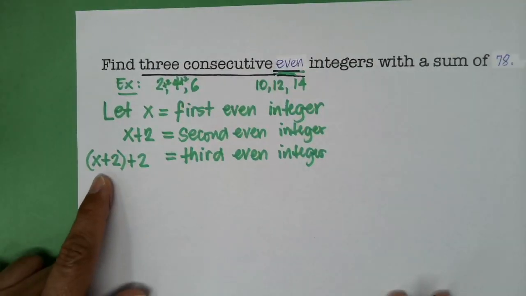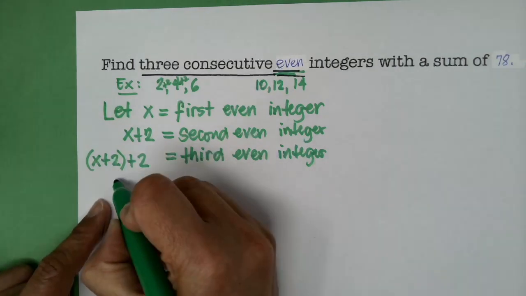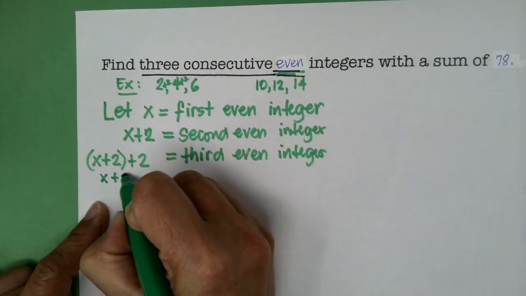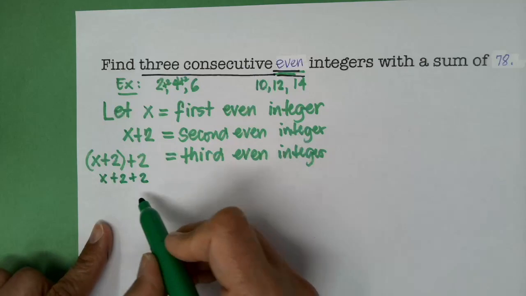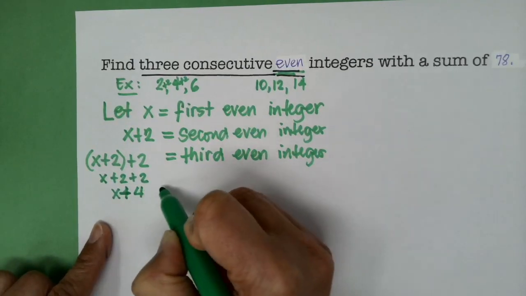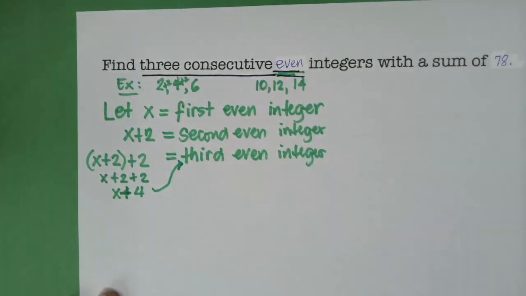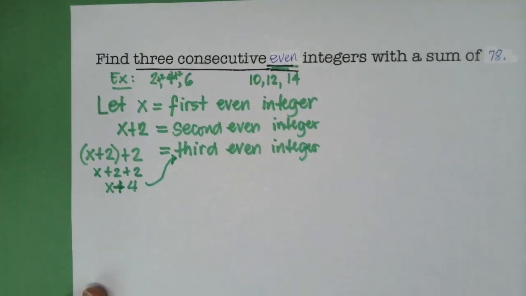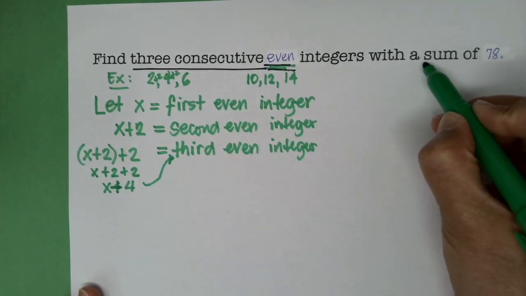All right, let's simplify this expression. x plus 2 plus 2. So that's simply x plus 2 plus 2, or that's going to be x plus 4. All right, x plus 4. That is our representation for the third even integer. So now let's get the sum.